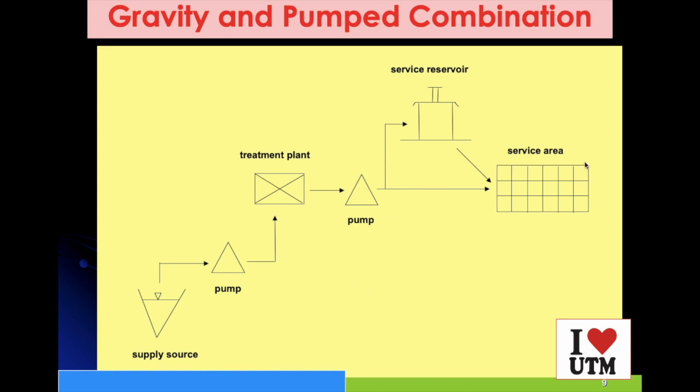In other words, this pump will be pumping at a constant rate. If the service area needs little water, that little water will be sent to the service area, and the rest will be kept in the service reservoir. If the service area needs more water compared to the pumping rate, the service reservoir will help to supply the water needed at the service area.